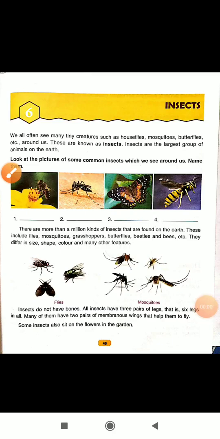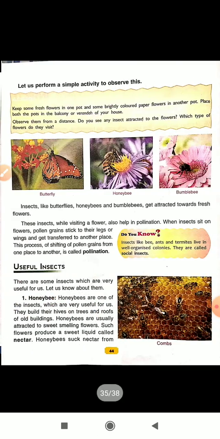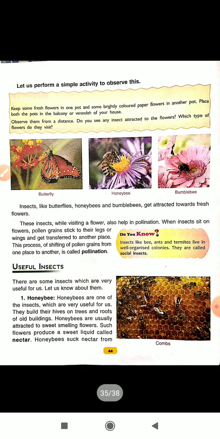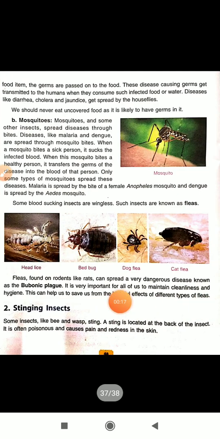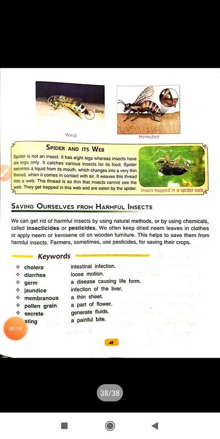Hello everyone. Once again I am here with you with a new chapter, that is chapter 6, insects. So see this chapter 6. Everyone is having the book. Everyone will go through the chapter and it's your duty to read the chapter. So today's homework is you have to read chapter insect. It is chapter 6. Okay?